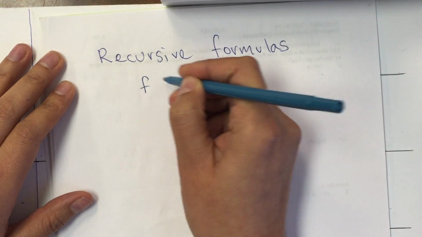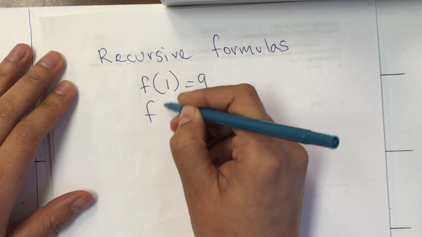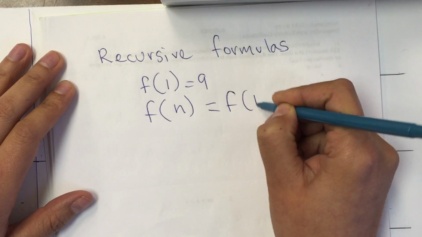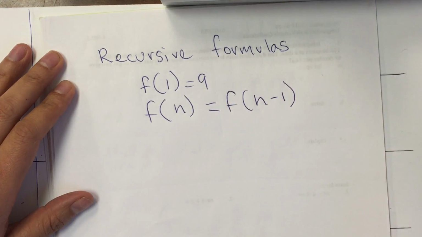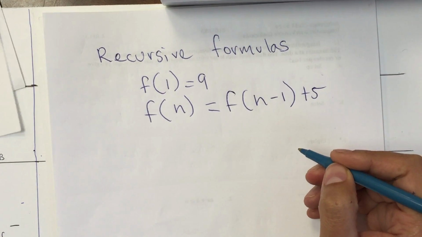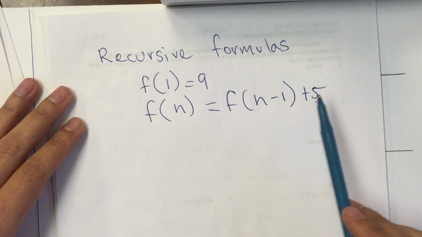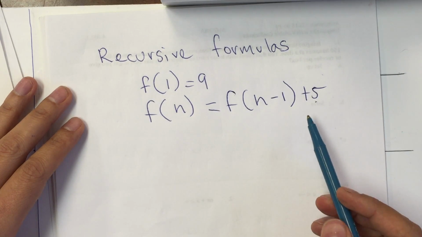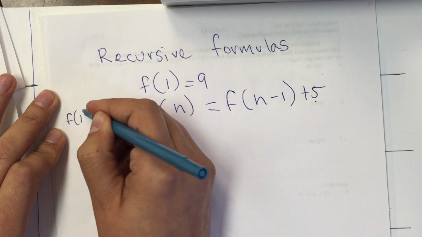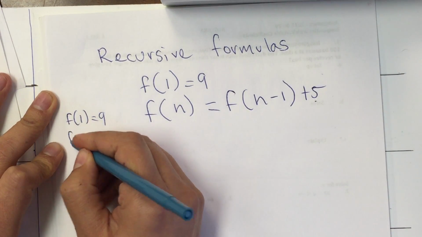If you recall, we had f of 1 is equal to 9, and then we would have a function f of n is equal to f of n minus 1, let's say, plus 5. To be able to figure out a pattern or find a sequence, we were depending on the previous one. For example, we know that f of 1 is equal to 9. What is f of 2?